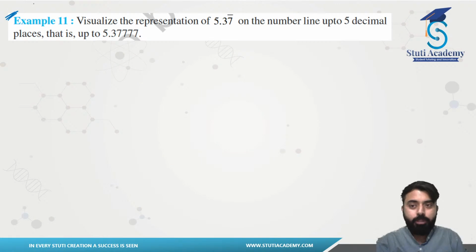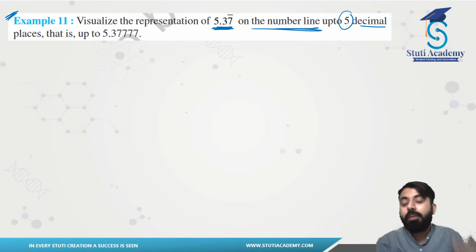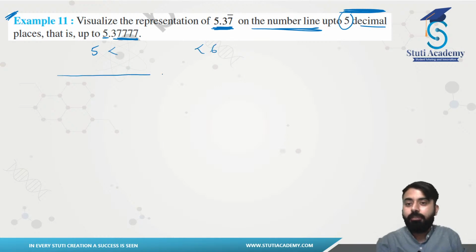If I just jump to my examples here, this is the question. Visualize the representation of 5.37 bar on the number line up to 5 decimal places. Now here, what I was telling you, they have mentioned to you that you have to find out up till 5 decimal places. That means they want you guys to find out the number which will be 5.37777. That means quad 7. So you guys see how we are going to look for this one. Firstly, you have to look for your ones place. It is what? It is 5. So the number is greater than 5, but it is less than what? 6. So initially it will be between 5 and 6.